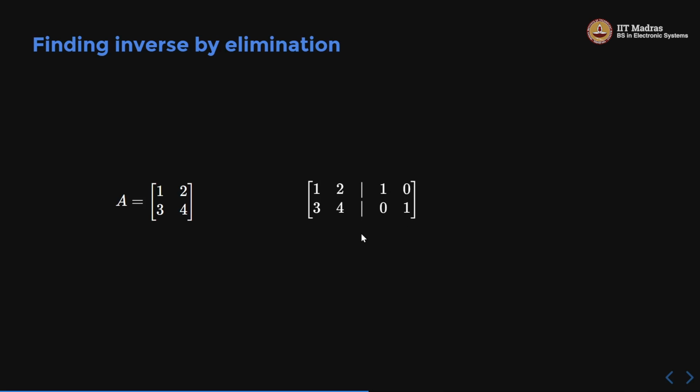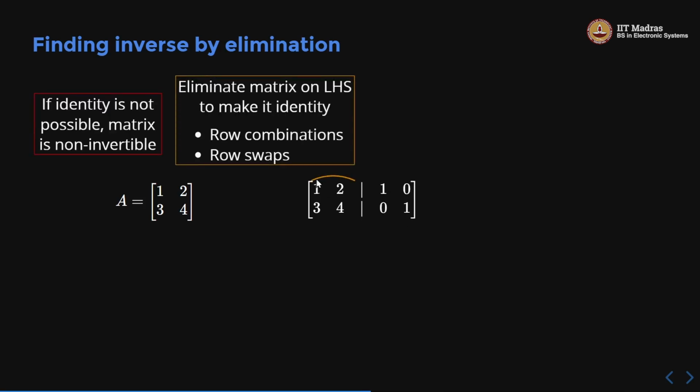Okay. And then what do you do? This is the left hand side. I'm going to call this the left hand side. I'm going to call this the right hand side. So I'm going to eliminate the matrix on the left and try and make it the identity. And I'm allowed to do row combinations and I'm allowed to do row swaps. Okay, so you don't do other things. You don't need to do other things. So you do these things and then try and get the identity matrix.